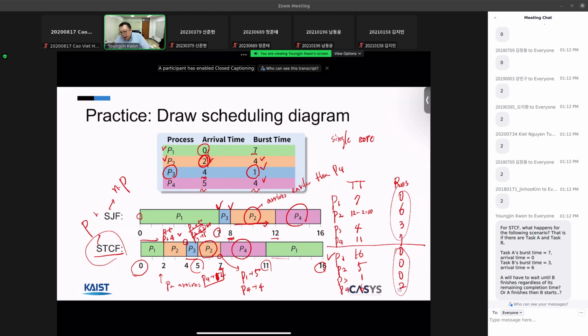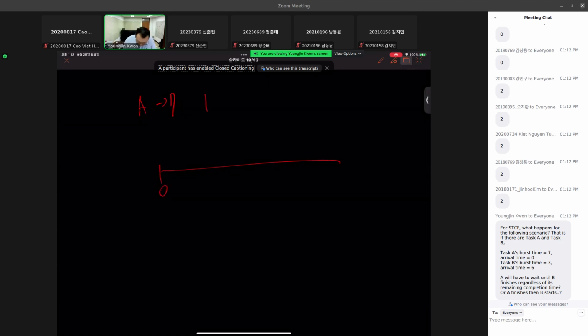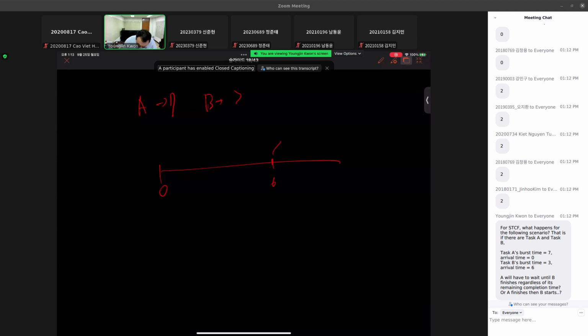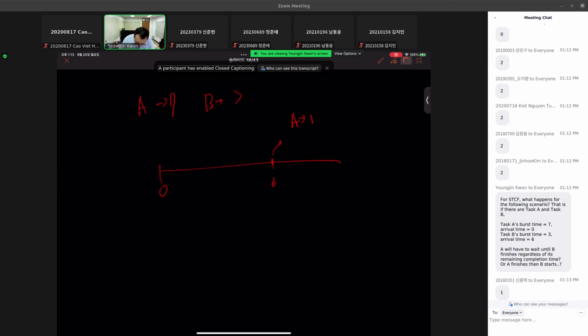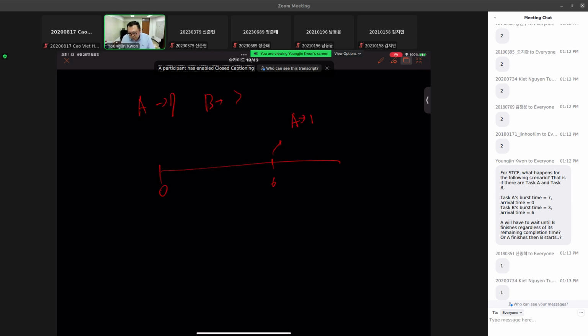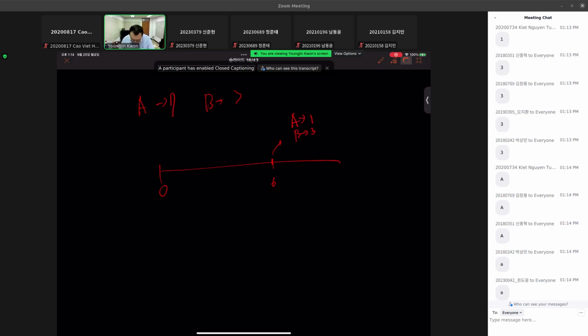So if task B arrives in the middle of execution of A, but let's say here, A's burst time is 7 and arrives at 0. Okay. And B's burst time is 3, arriving at 6. So here at 6, what is A's remaining time? In scenario 1, what is B's burst time? Clearly B's burst time is 3. So which one is scheduled? A. Okay. So 7, A. Then B, 7 to 10. That's the correct scheduling diagram. Is it okay?